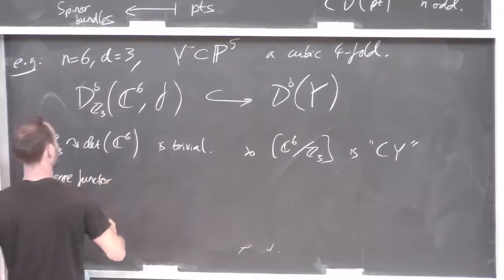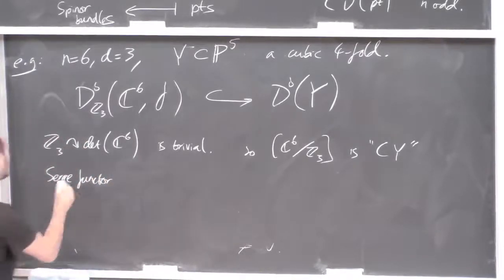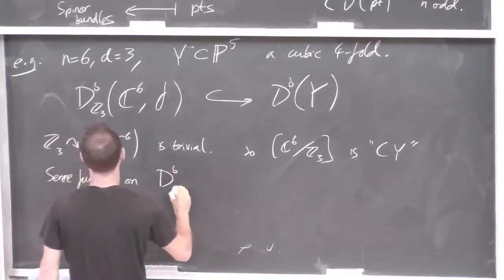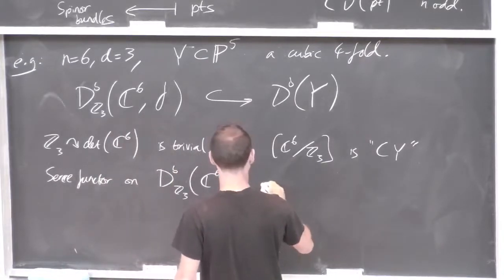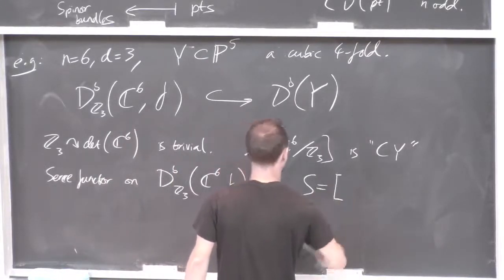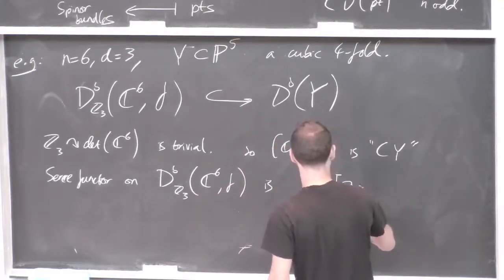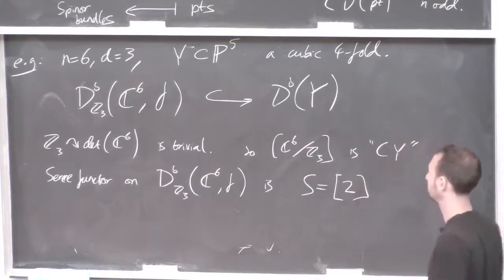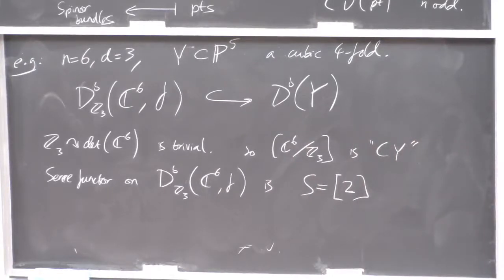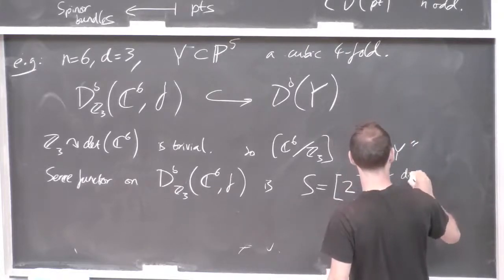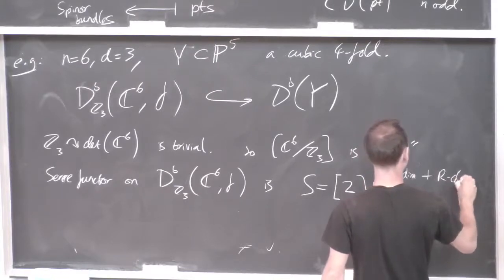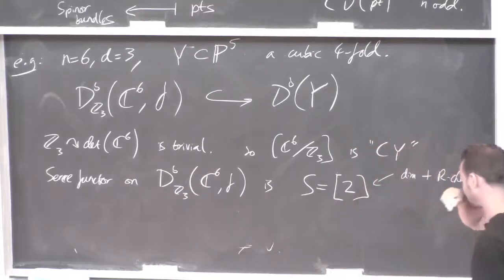Well, it's a shift, right? When you're Calabi-Yau, the Serre functor is not the identity, it's a shift. And you have to stare at it a little bit to work out what the correct shift is. It's shift by 2. I don't claim that's obvious. The shift by 2 comes from some combination of the dimension you're in, and then you have to do a correction because of R charge. R charge is all about homological shift. So this 2 is like dimension plus R charge in some slightly non-obvious way, but that is the answer.